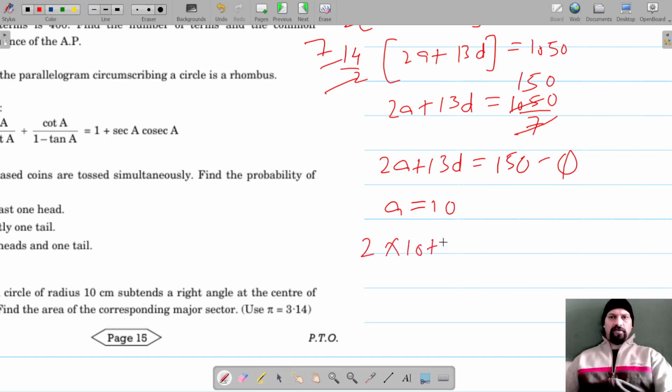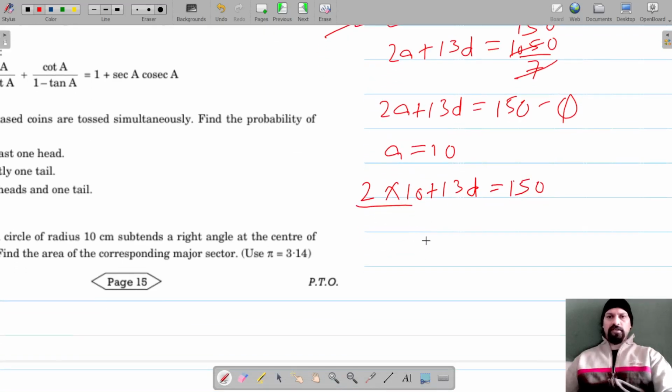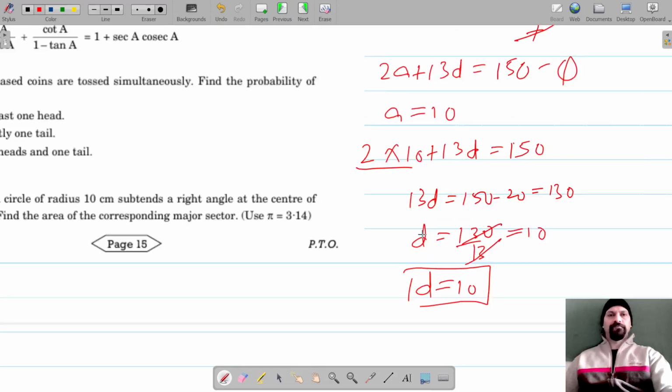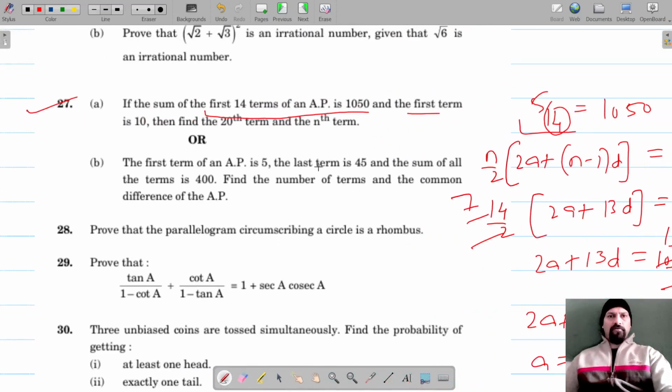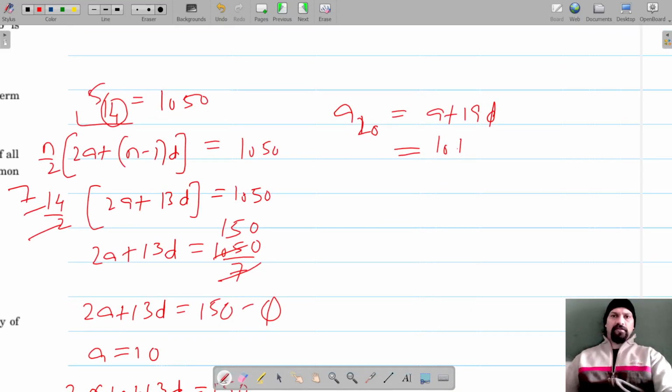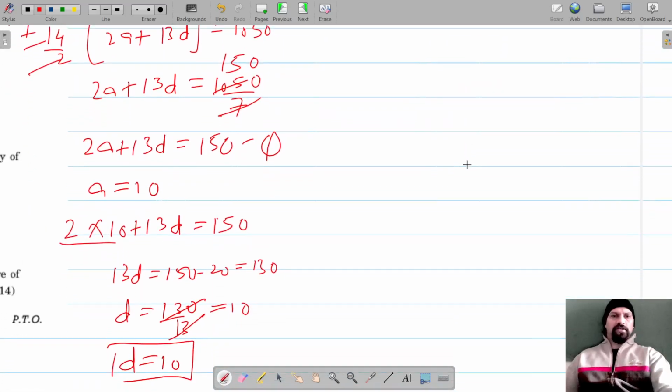So this is 2 into 10 plus 13d is equal to 150. 2 into 10 is 20, and 13d is equal to 150 minus 20, which is equal to 130, which gives me d is equal to 130 by 13, so d is equal to 10. Okay, so now we have to find the 20th term. The 20th term is given by a plus 19d, and a is 10, 19 into d, d is 10.